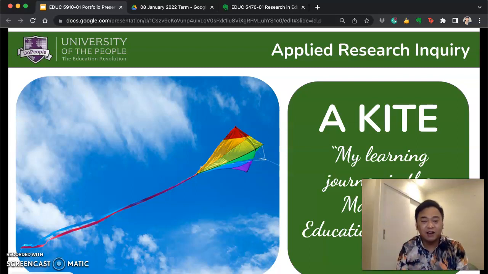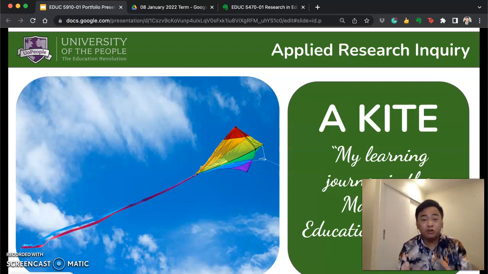And I would like to compare my experience to creating a kite. As we all know, in creating a kite, we need resources, we need different materials, we need the knowledge and we need the skills before we can actually set that kite and let it fly and soar high in the sky. Just like me, my preparation for my master's degree required me to have enough skills and enough experience. And the process of doing this is just like the process of making a kite.